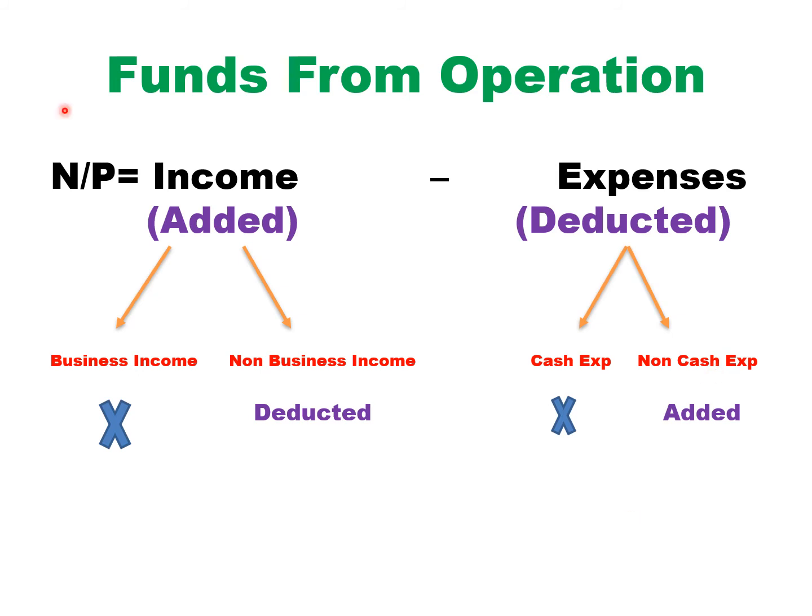So in the whole scenario, students, you need to only look into two: non-business income and non-cash expense. So non-business income which is added should be deducted. Non-cash expense which is deducted needs to be added. So you need to look into only these two issues.